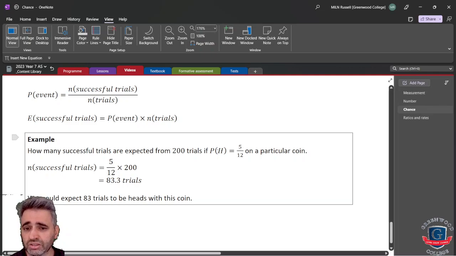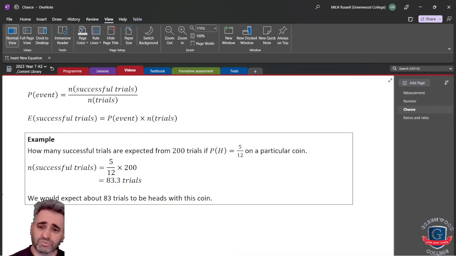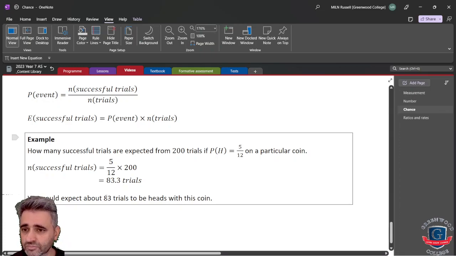If we're going to do 200 trials and the coin has a probability of 5 out of 12 of getting heads, bit of a biased coin. Out of those 200 trials, how many trials would we expect to be heads? We multiply the probability by the number of trials. That gives us 83.3, so we'd expect about 83 trials to be heads with this coin. Are we likely to get 83 heads? Probably not, because randomness will still kick in, but it's going to be around about that.